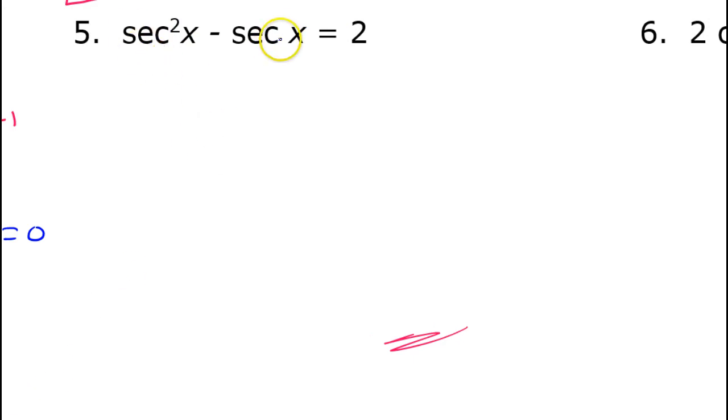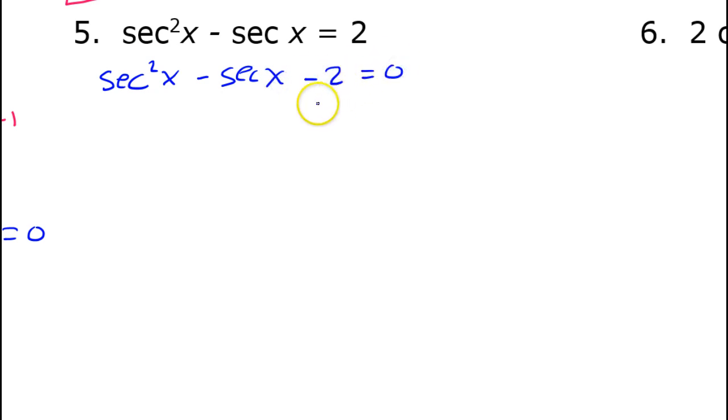Alright, I like the fact that both of these are secant. So I'm going to go straight to the part where I subtract 2 from both sides. So that's going to give me secant squared x minus secant x minus 2 is equal to 0. Now I can go ahead and begin factoring this.